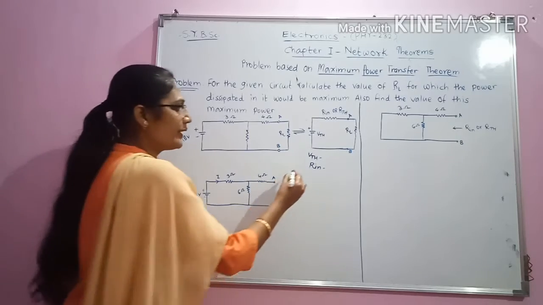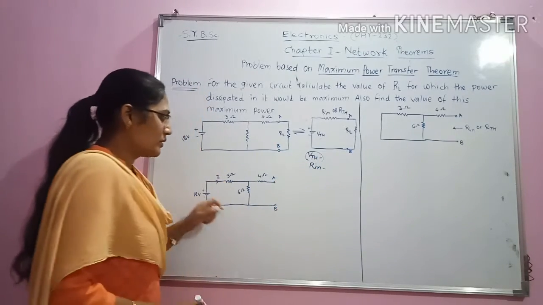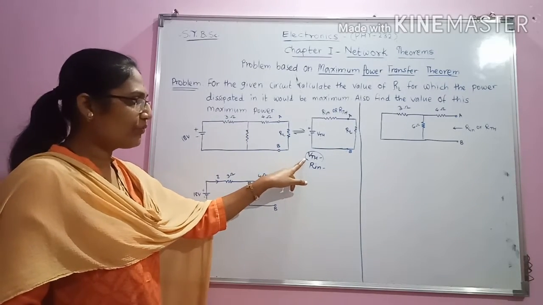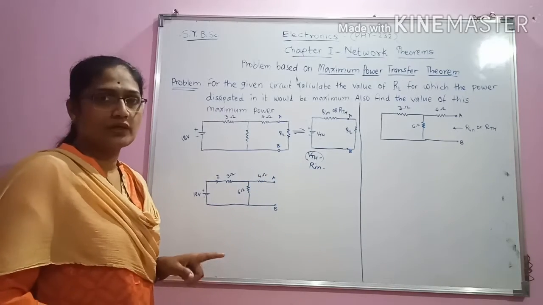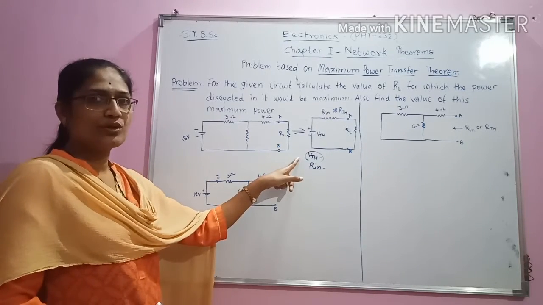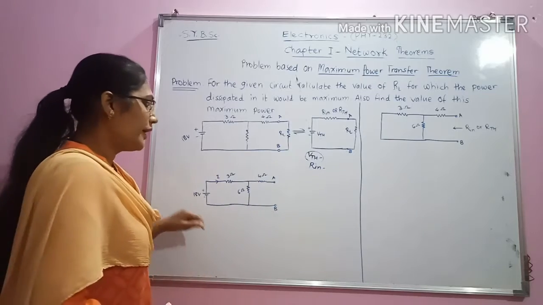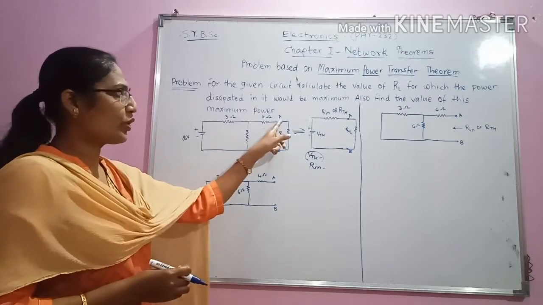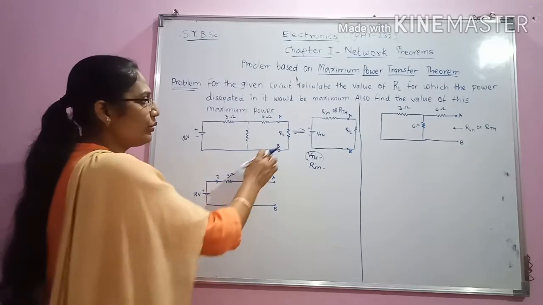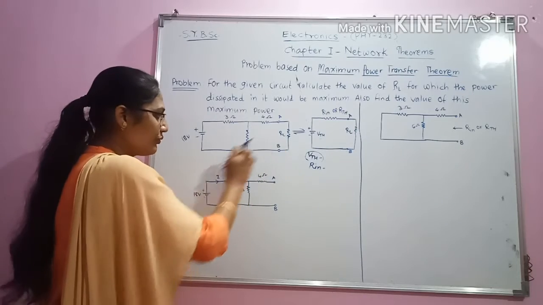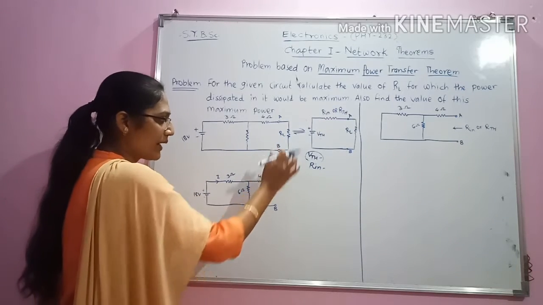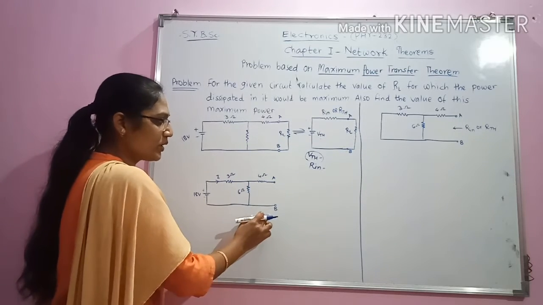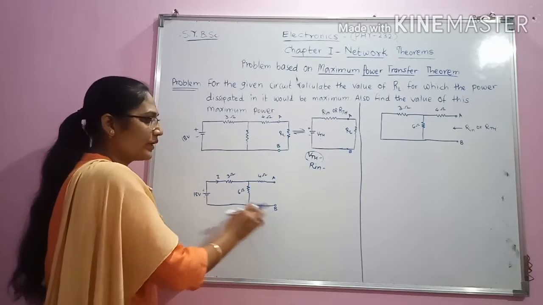So, how to get the value of VTh? This value of VTh corresponds to the open circuit voltage. It means that in order to make this circuit open, there should not be any connection. So we have to remove this RL. So in the first step, we will remove this RL, and hence the circuit will become like this. It means that this is an open circuit condition.